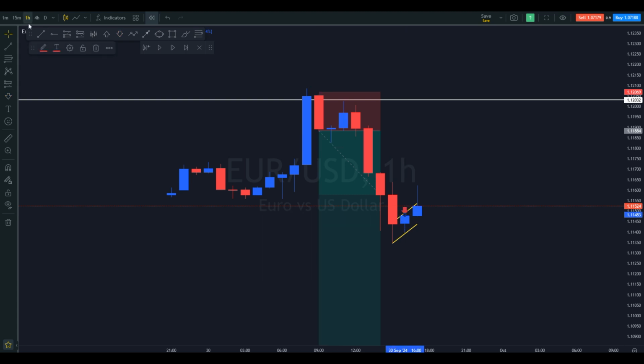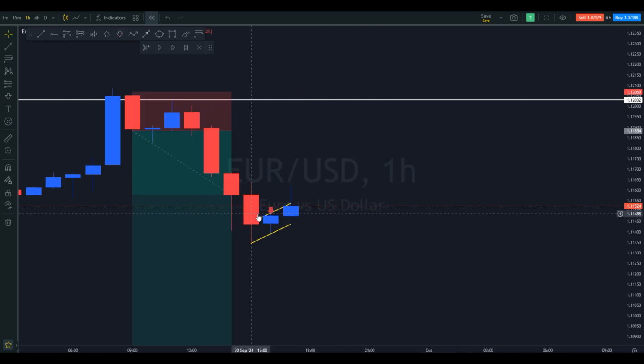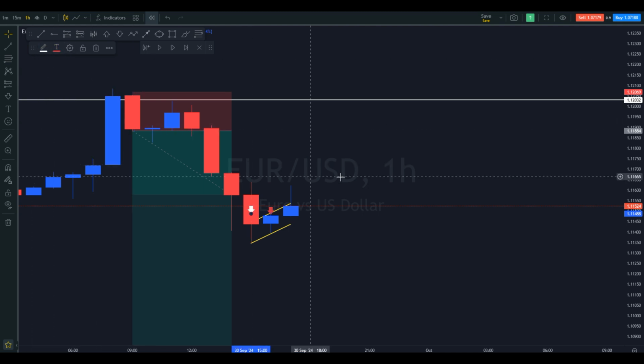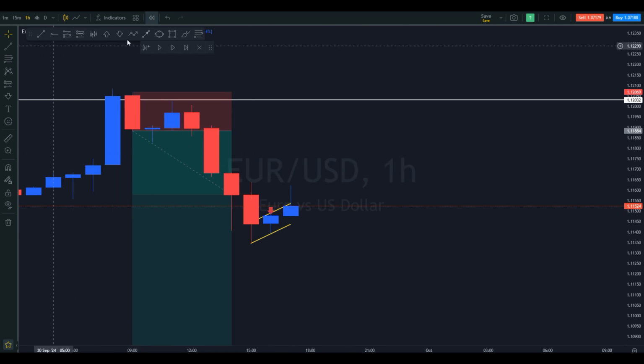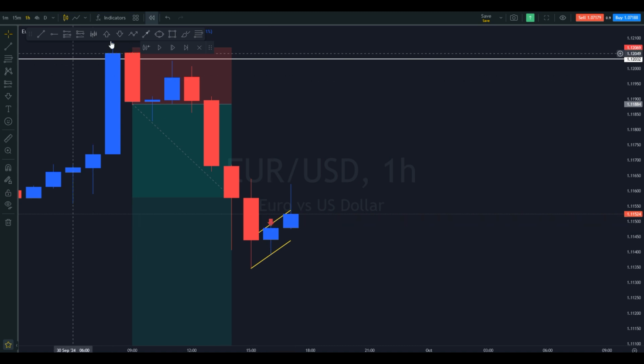First touch will be right here. No, this is our second touch, guys. Our first touch will be somewhere right here. So yeah, right there will be our first touch. Okay, second touch is this level right here, and then our third touch is this level right here.